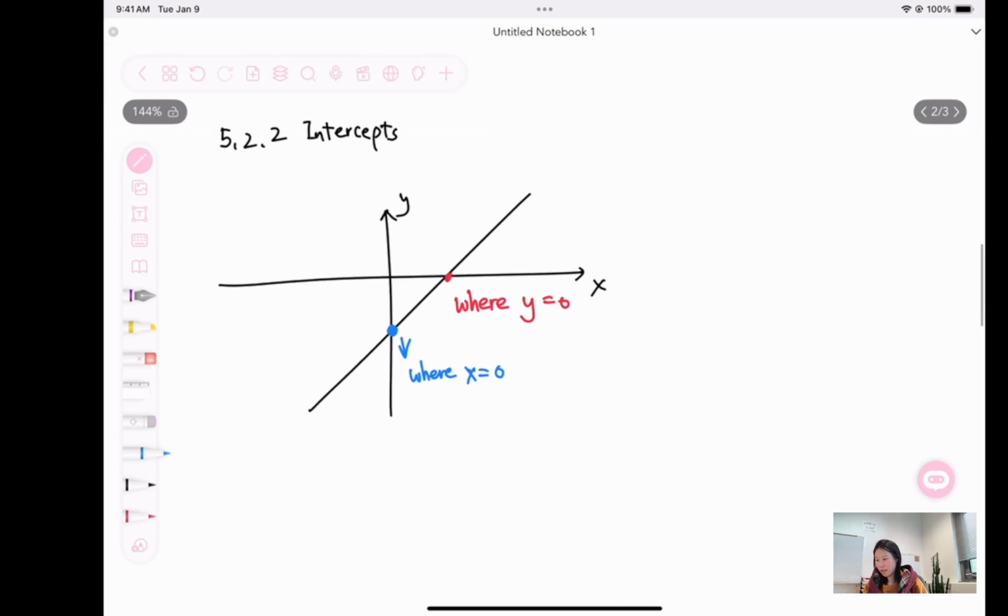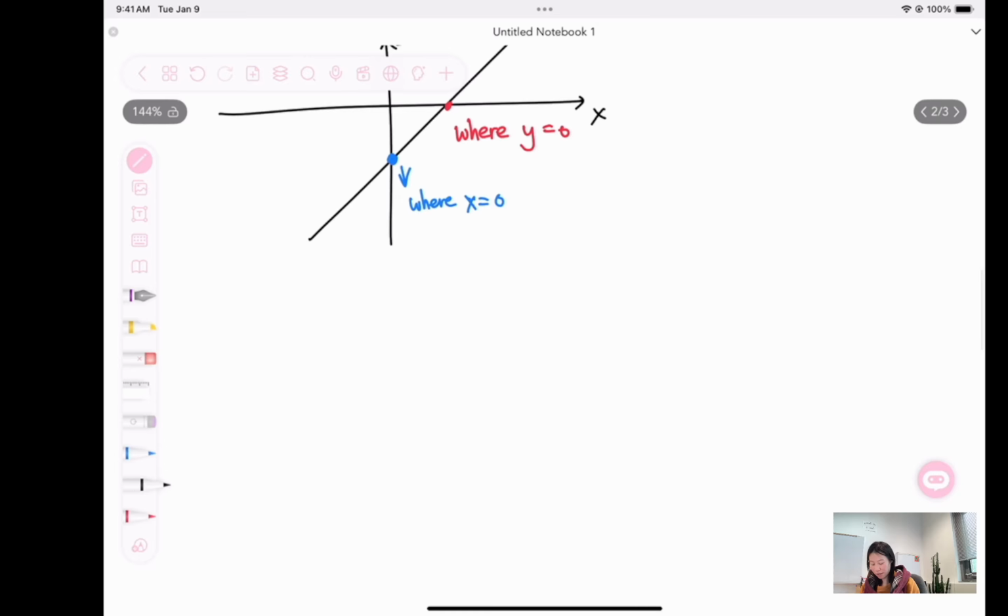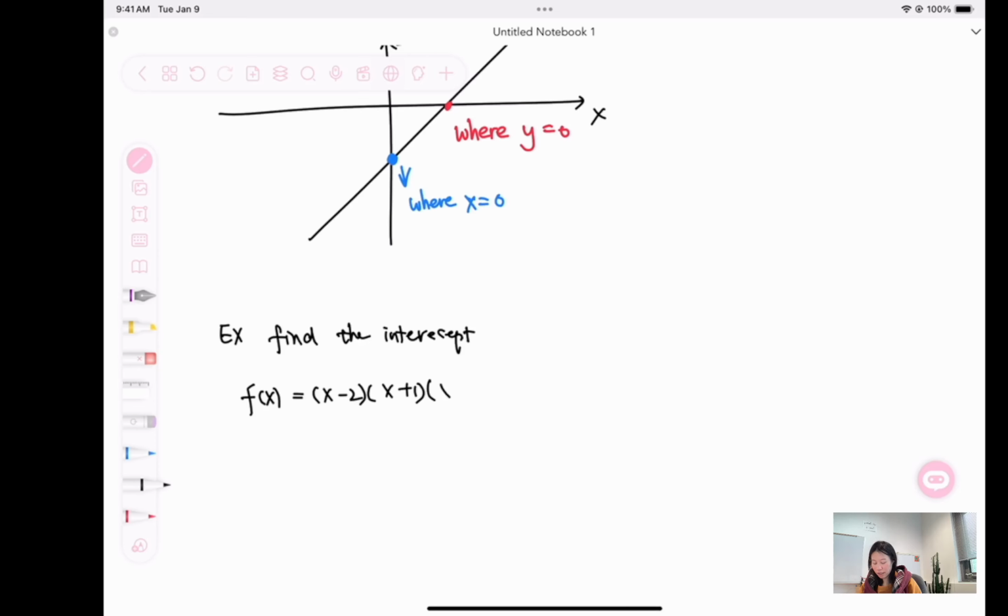Okay, then let's have some exercise. Find the intercept of the following polynomial: f(x) equals (x minus 2)(x plus 1)(x minus 1). So here's the algebra trick.